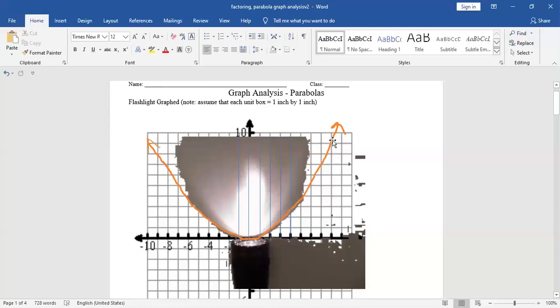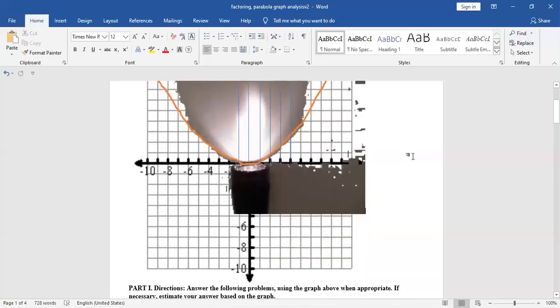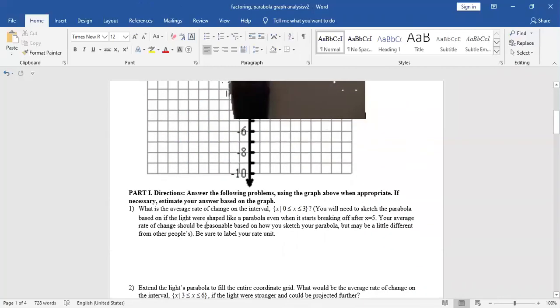Make sure your coordinates are reasonable given your sketch. Notice that your sketch might be a little bit different from my sketch, and that's okay as long as it's not completely off. So if your sketch goes like this, that's going to be too sharp, okay? And if it were too wide, that would also not be okay. But something like this, that's a tiny bit wider than mine and has slightly different coordinates, is going to be fine. And then you can use the coordinates that you got from your sketch to answer the questions.